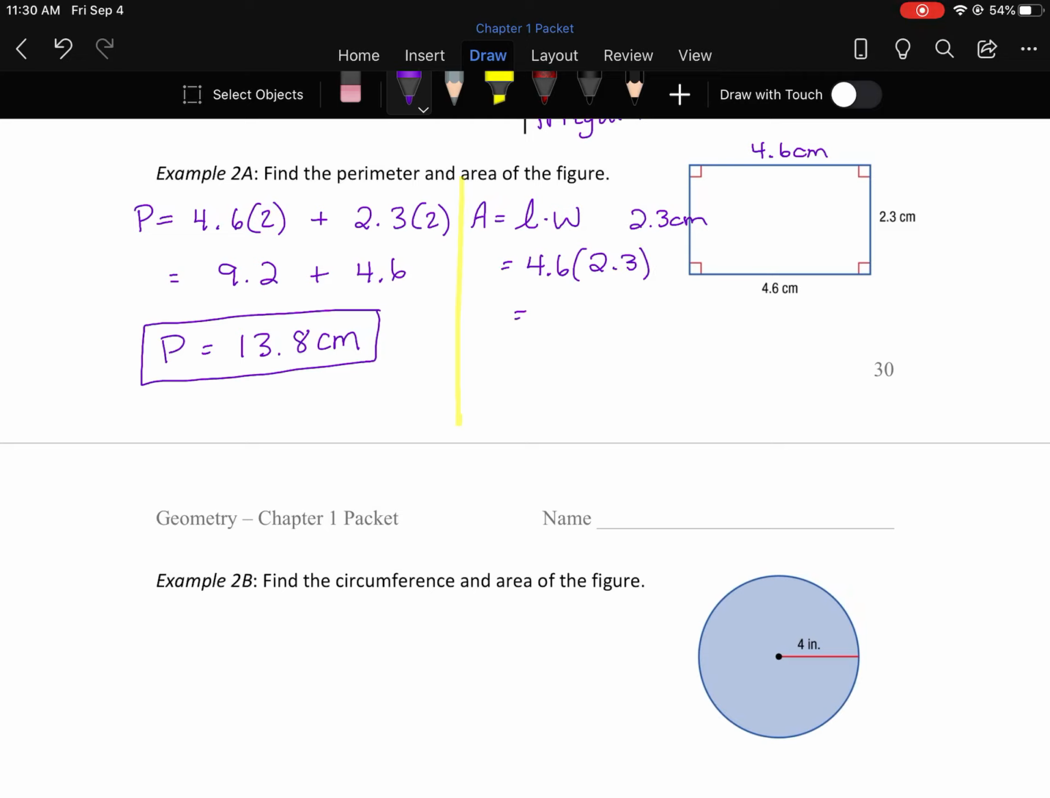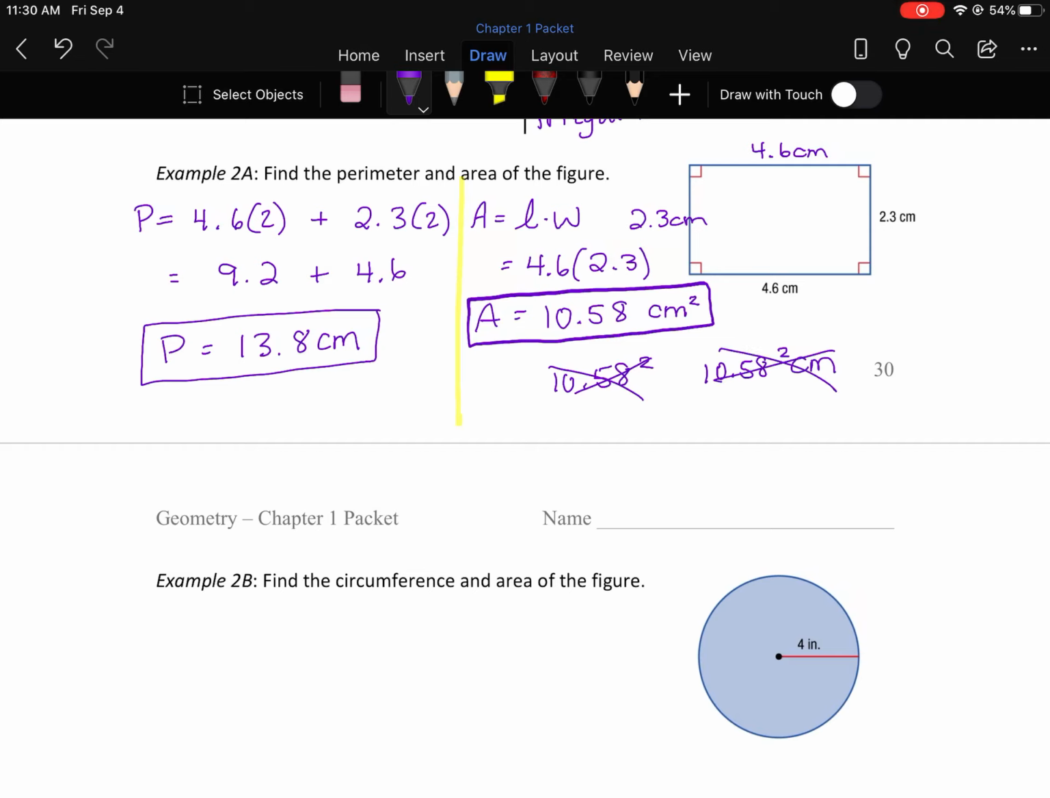And if you multiply 4.6 times 2.3, you get the area is 10.58 centimeters squared. Okay, it is super important that you put the units on this, because if you put 10.58 squared, that is not correct. Some people write 10.58 and then square centimeters, but that's not right, because that squared is still next to the number, meaning I need to multiply it by itself. So please be careful with that.